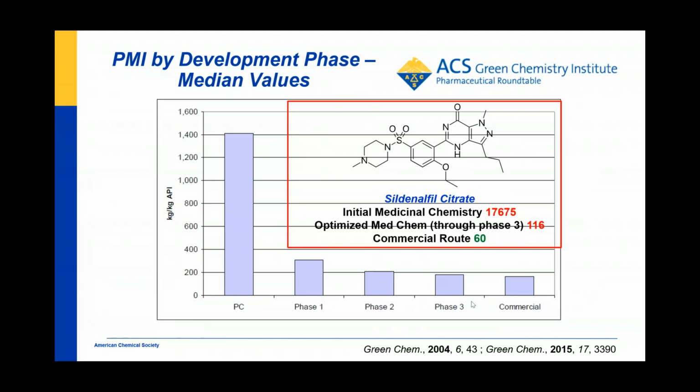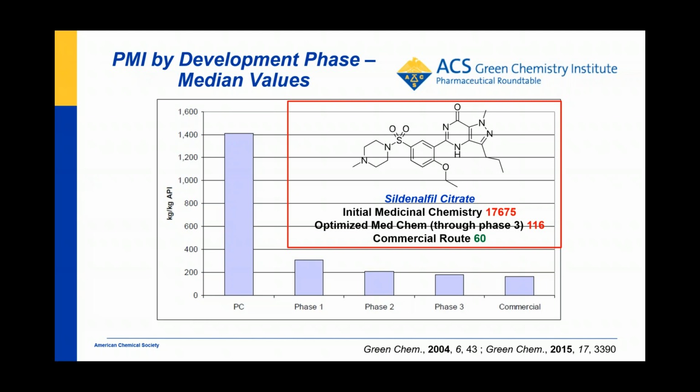I apologize, I chose an example from Pfizer. This is Viagra, sildenafil citrate, shown here. And this shows how the PMI changes over the life cycle of the compound synthesis. On the left-hand side, you see the huge bar, the initial medicinal chemistry synthesis, with a PMI of over 17,000, which is not impressive. Once you optimize that going into development, phase 1, phase 2 manufacture, you see that number driving down significantly. And when you get to a commercial route for this compound, you have a PMI of about 60, which is actually pretty good in the pharmaceutical industry.